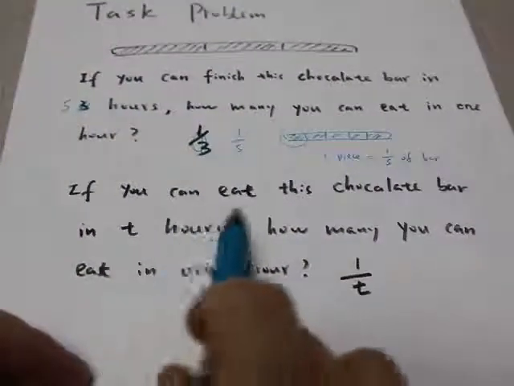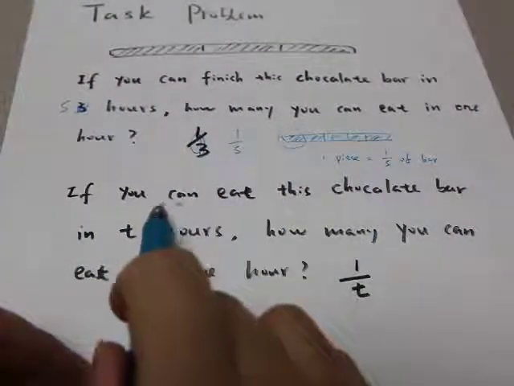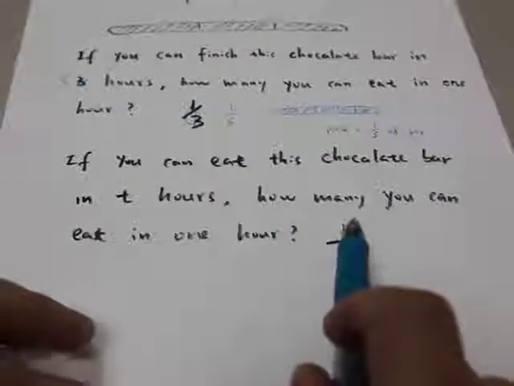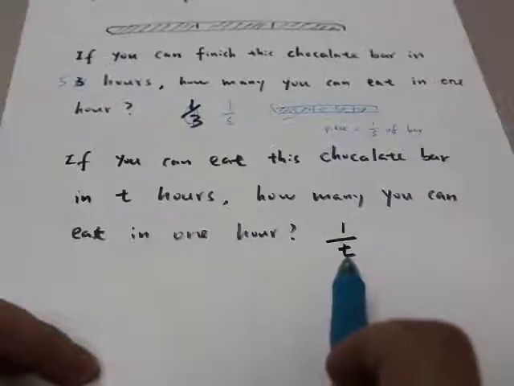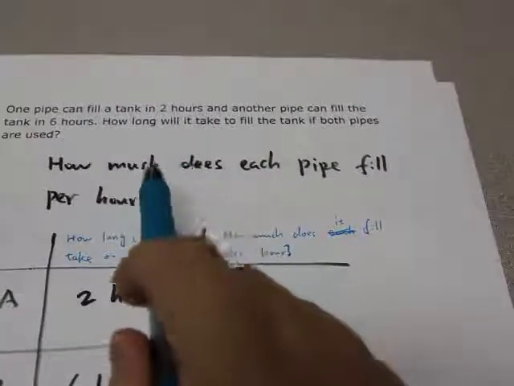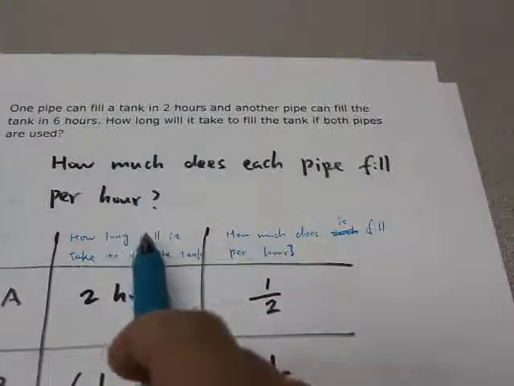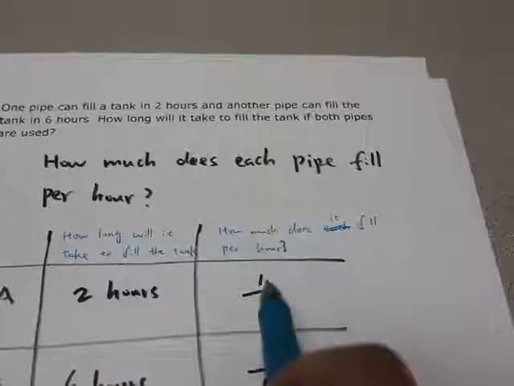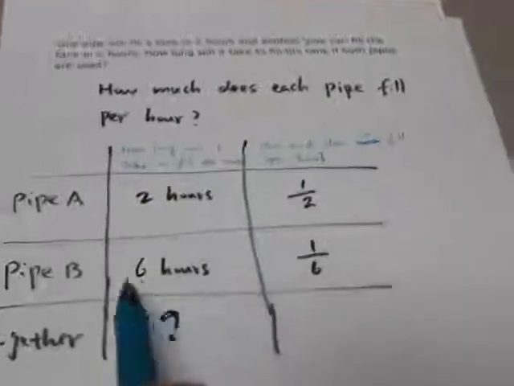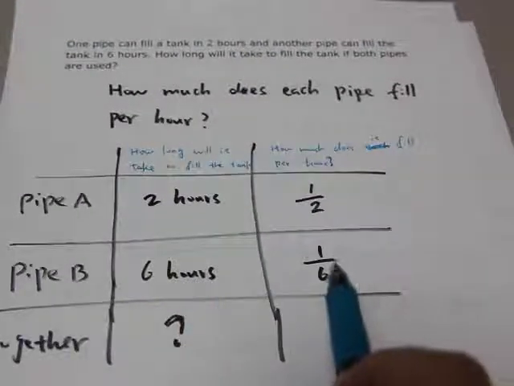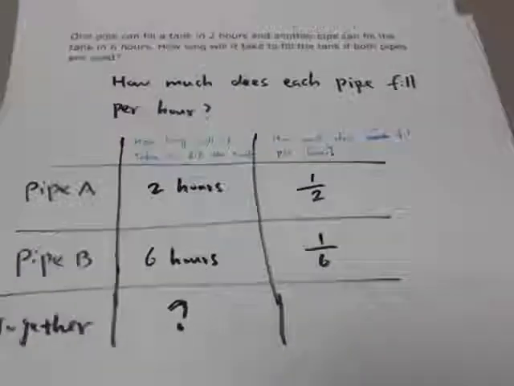So therefore, we can generalize the formula. Say if you can eat the chocolate bar in T hours, then you can eat 1/T of the chocolate bar per hour. So that's why, if we consider this like you eat a chocolate bar, right? You can eat the chocolate bar in 2 hours. So every hour you will eat 1/2. And if you can eat the chocolate bar in 6 hours, every hour you can eat 1/6.